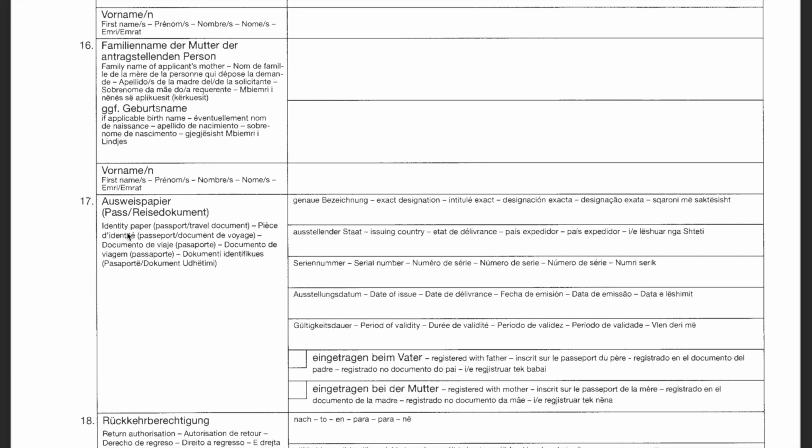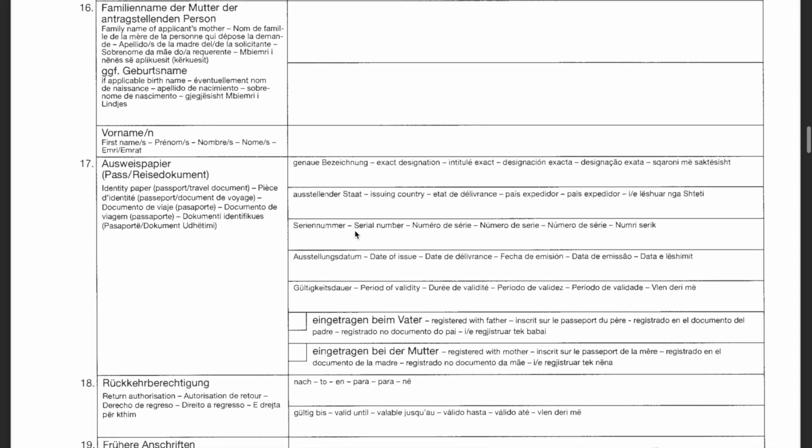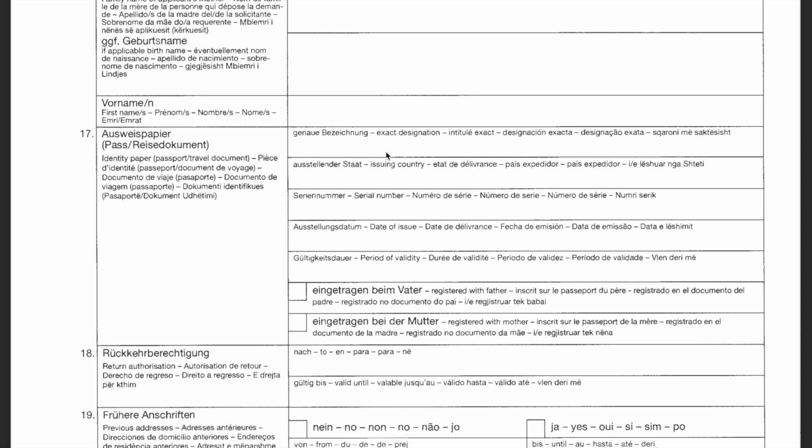And in the 17th, they are asking for an identity paper, so for your identification. It could be a passport or a travel document. So passport is like the best option. Then you can say that it's an ordinary passport. If the designation of the passport is different, then you can write it. In my case, it was an ordinary passport.